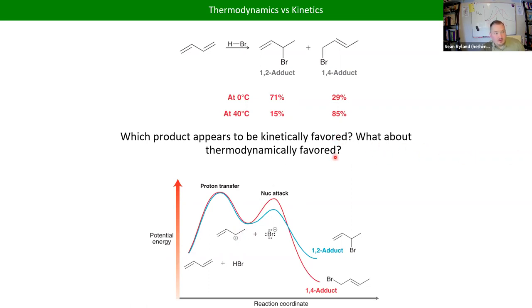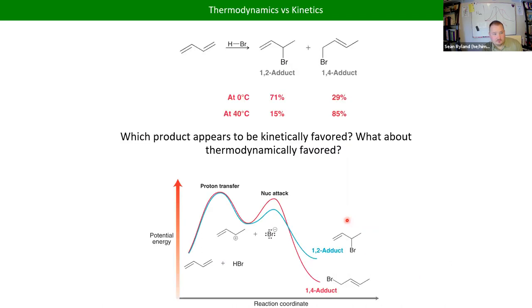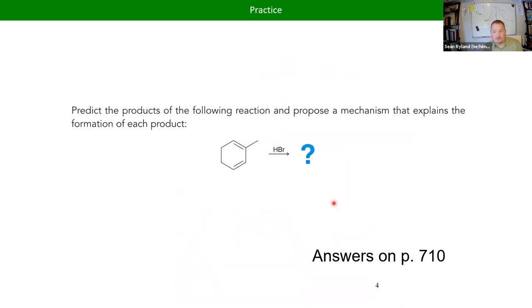All right, any questions on this before we do some more practice with it? All right, we proposed a mechanism that does something similar to this, but for practice's sake, why don't you guys try? It's the addition reaction, so it's the potential energy surface we were just looking at. It's going to be a proton transfer followed by a nucleophilic attack. Try and draw your mechanism that's going to show both products that you could get, the 1-4 adduct and the 1-2 adduct.